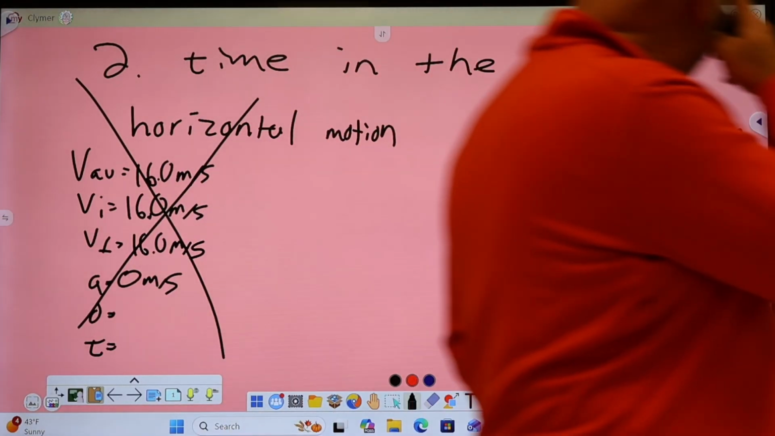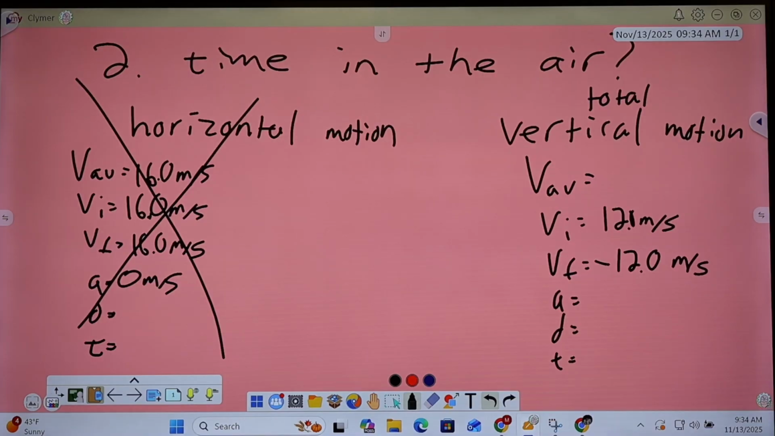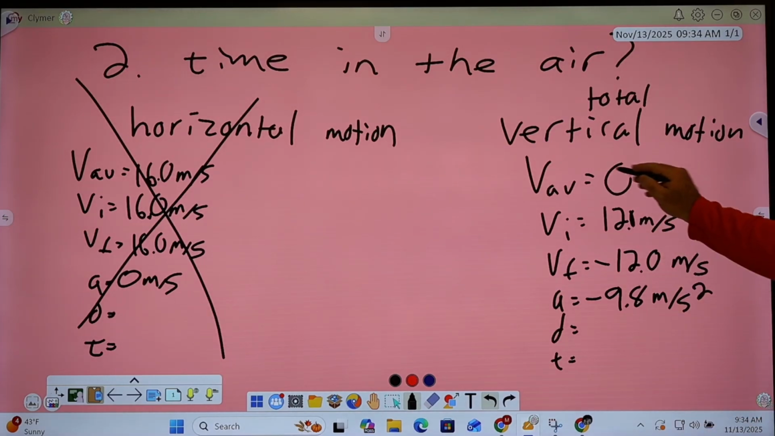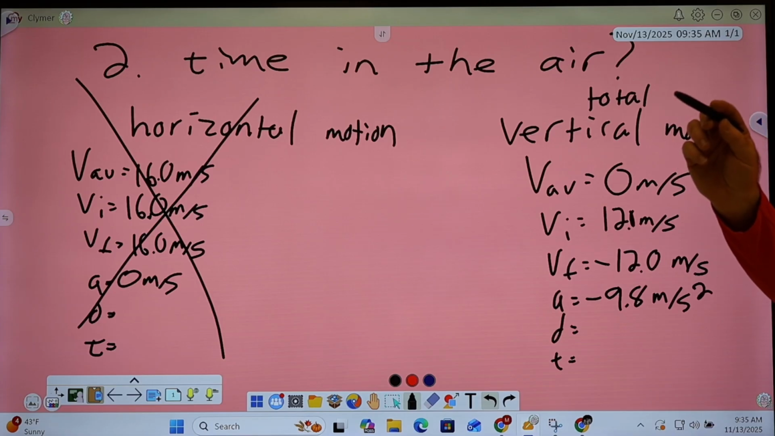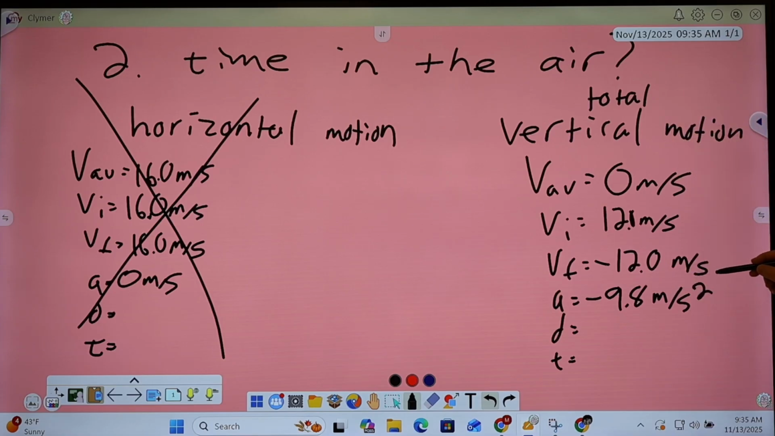What's our acceleration here? Because we're back to vertical, right? What's our V average in this case? So we said vertical was 0? Think about it. Well, hold on. Yes, but that was question 1. Why was it 0 for question 1? You're 100% right. But why was it 0 in the first question?